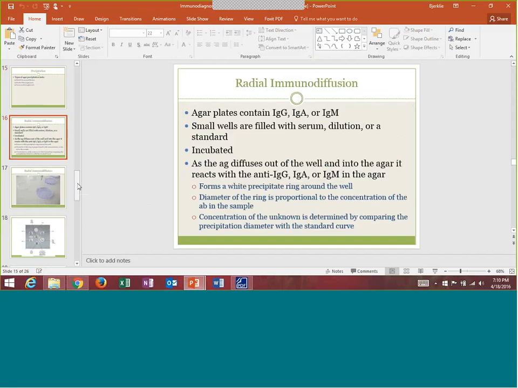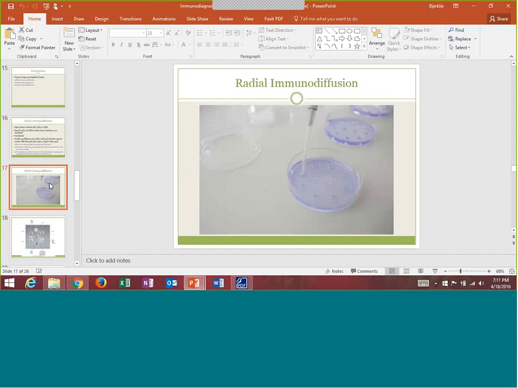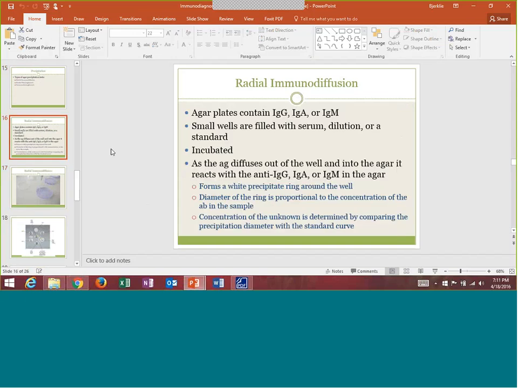So we'll start with radial immunodiffusion. So in this case, they're going to use an agar plate, which I show you here with little wells in it. So you can see there's little wells around the perimeter there, and they're pipetting substances into it. So these agar plates are already going to contain some sort of antibody.